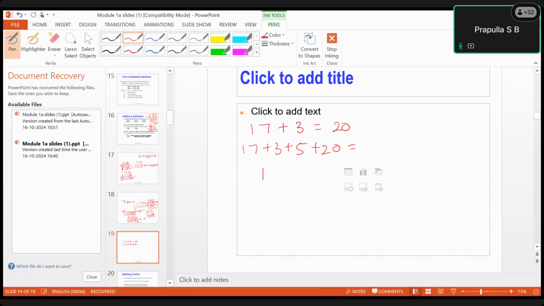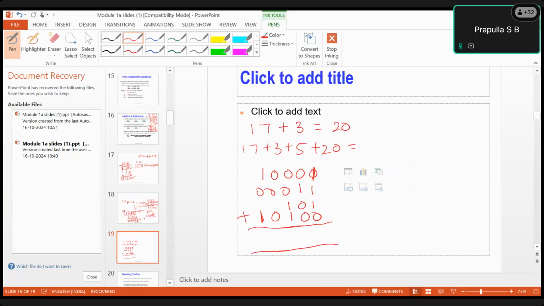So how do you represent 17? 16 plus 1, correct? So this is 17. 3, how do you represent 3? 1, 1. So if you don't have anything, you can put zeros. 5, how do you represent 5? Like this. How do you represent 20? 16 plus 4 is 20. Now you want to add all these numbers.